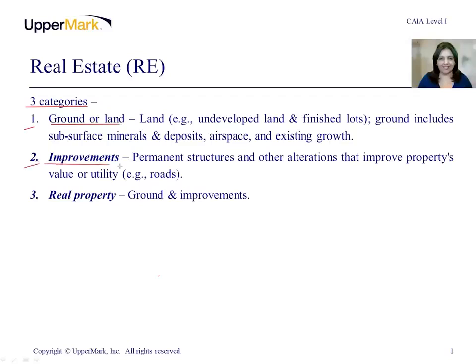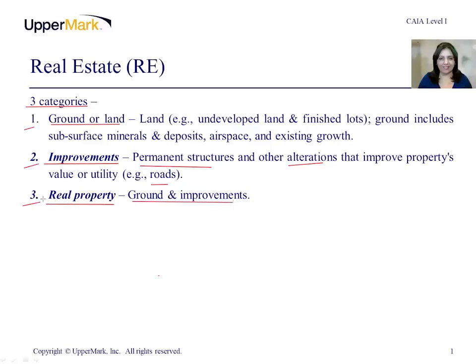The second might be, when you refer to real estate, it might be improvements that you're talking about, permanent structures, in other words, buildings that are on the land, or alterations that are made to the land to accommodate those buildings. So things like roads or electricity, water pipes, etc. And the third one is the term that's just referred to as real property. And this is basically both numbers 1 and 2, ground and improvements.